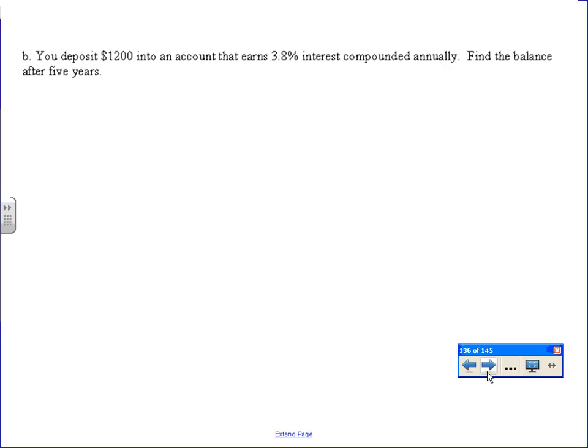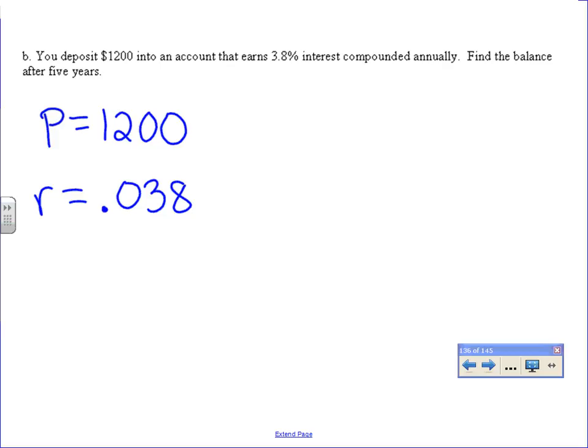You deposit $1,200 into an account. So let's stop there. If you are depositing $1,200 into an account, that's your principal. That's the initial amount. The interest rate is 3.8%. So what is R as a decimal? Drew? Good job. And it says it is compounded annually.